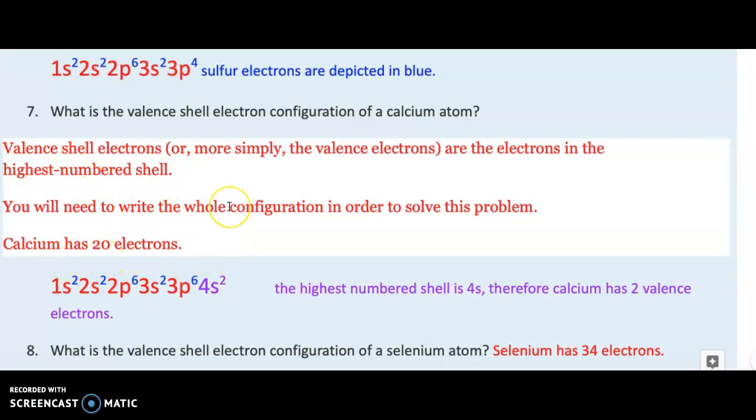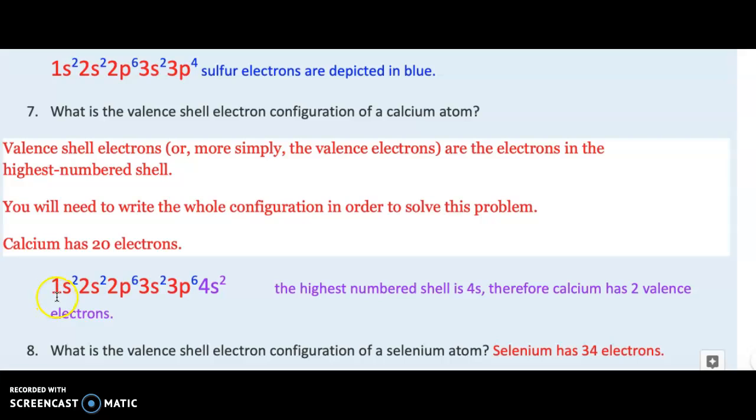Valence shell electrons, or sometimes called valence electrons, are the electrons in the highest numbered shell. Remember, this is your first shell, this is your second shell, this is your third shell, and this is your last, fourth shell. So you are looking for the number of electrons in your last shell. In order to find out the number of valence electrons, you have to create an electron configuration first.